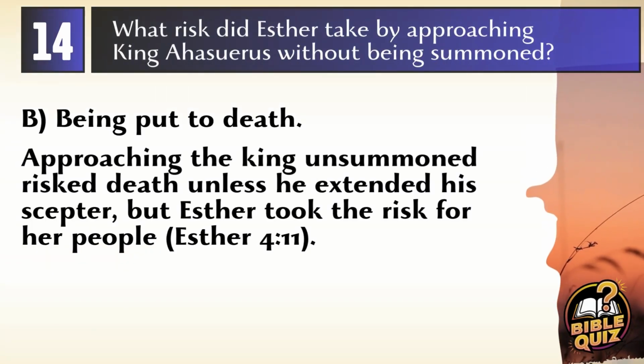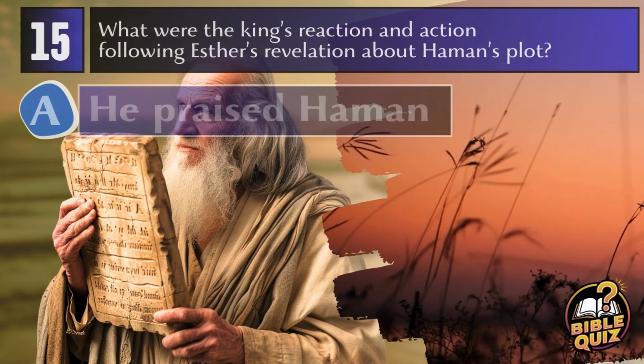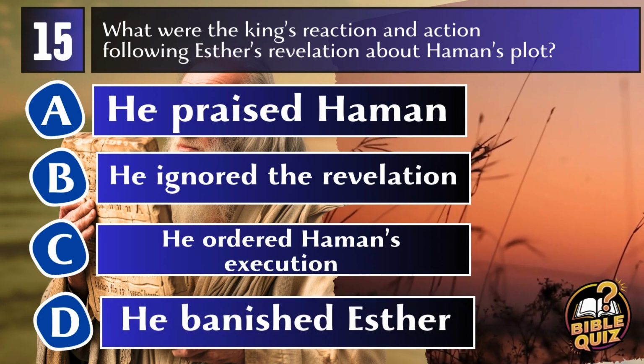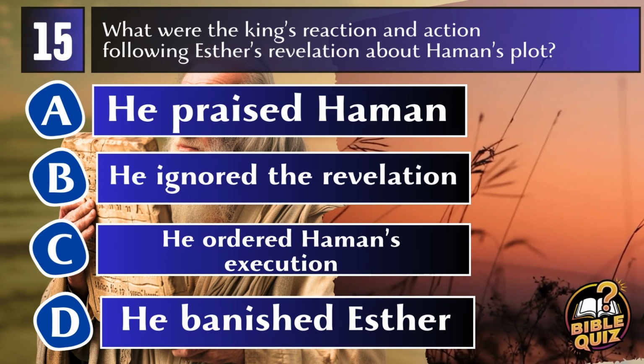Answer B. Being put to death. The law of the land was that anyone who approached the king without being summoned risked death unless the king extended his golden scepter as a sign of mercy. Esther took this risk to save her people. Esther 4:11. Question 15. What were the king's reaction and action following Esther's revelation about Haman's plot?